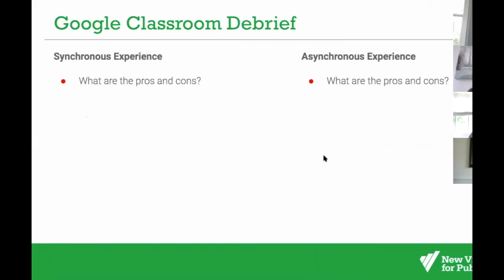Think about the one that we just had on Google Classroom a moment ago, and think about the pros and cons. At this point, you could either share in the chat window, but I think it's a small enough group, you can raise your hand, let us know that you want to share, or simply unmute yourself and share some ideas. Let's start with the synchronous experience. What were some of the pros and cons around that?